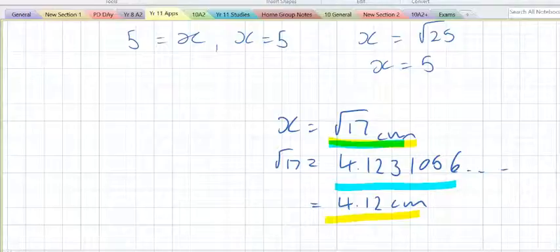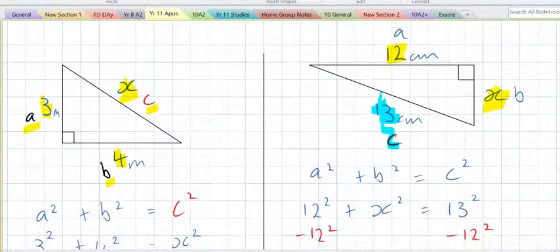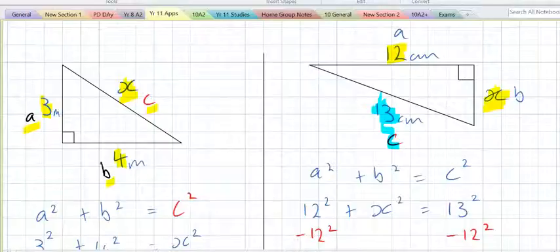Make sense? So, up the top we had two forms of Pythagoras questions. Either the unknown is the hypotenuse, in which case we do it on the right, or the unknown is not the hypotenuse, and we have to do a little bit of rearranging before we get the solution.